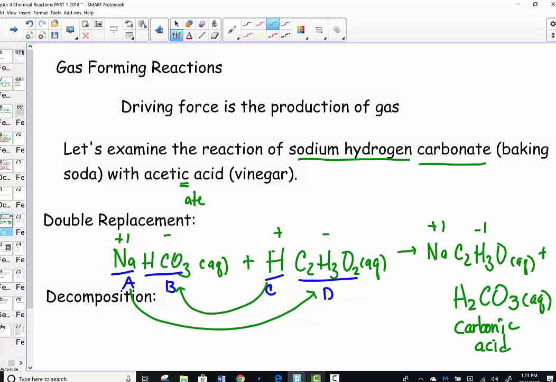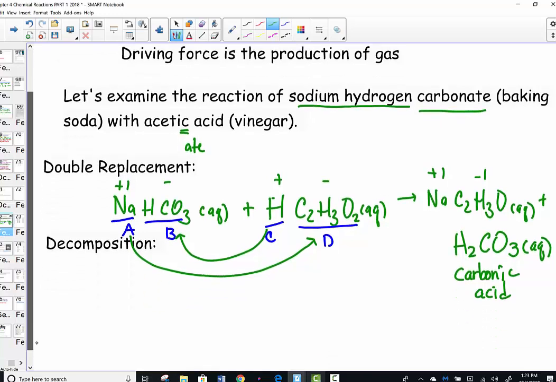When you form carbonic acid, H2CO3, it is so unstable, it immediately decomposes. It breaks down. A decomposition reaction to break into simpler pieces. When it decomposes, I'll just write that here.